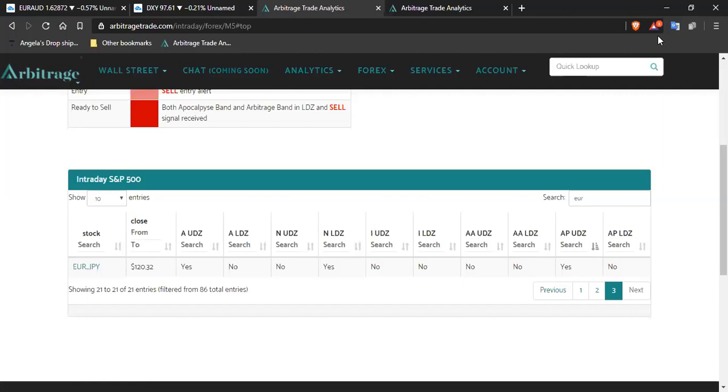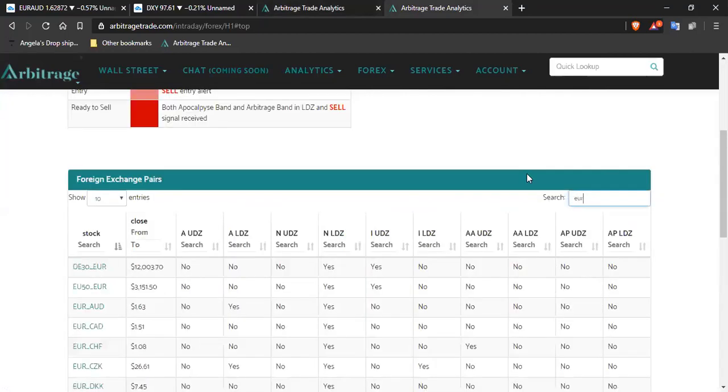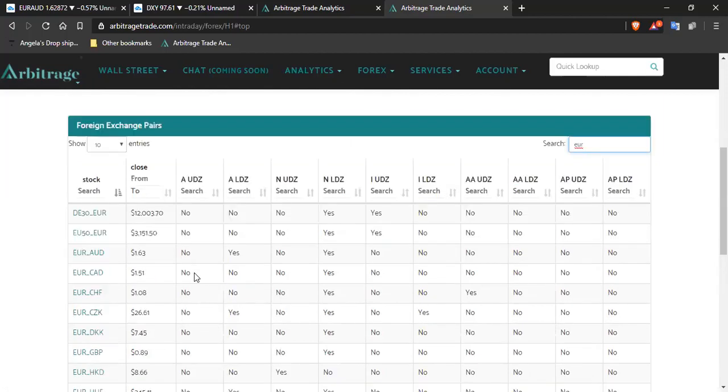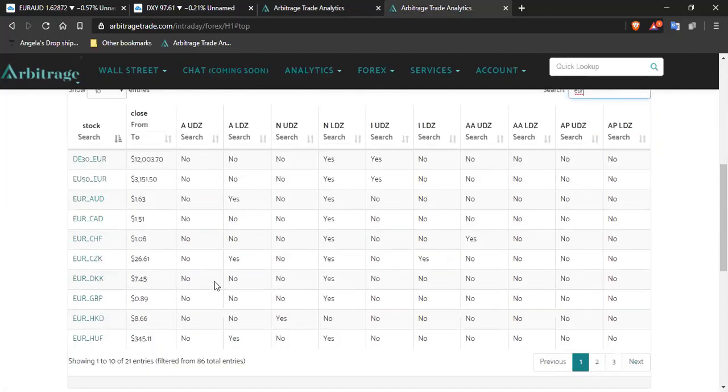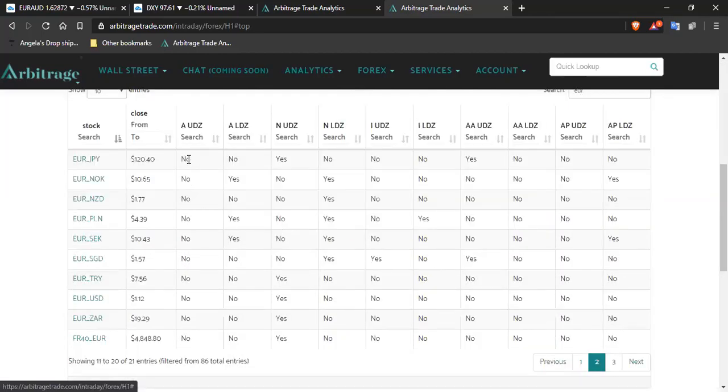5 minute upper danger zone, and then come to the 1 hour time frame. Put in euro. We already have EA. Yes, I don't trade that. I don't trade this. Euro JPY, yes. So Euro JPY on the 1 hour apparently it's not set up, but we'll still take a look at it and see what it looks like. But everything else is no.